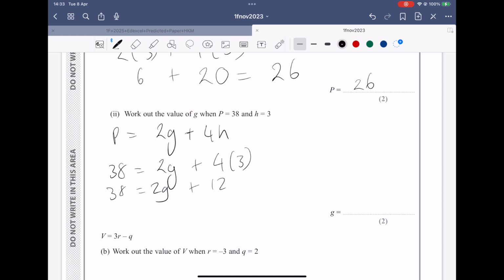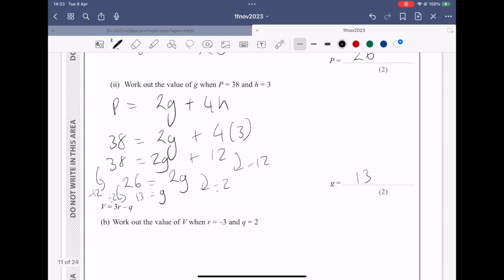Now it's just an equation, can we solve it? So let's subtract the 12. So we've got 26 equals 2G, half it, 13 equals G, so 13. Alright, the reason that's hard also is because the equation's on the other side. Normally you have the letter on the left, which makes it a bit easier to picture.